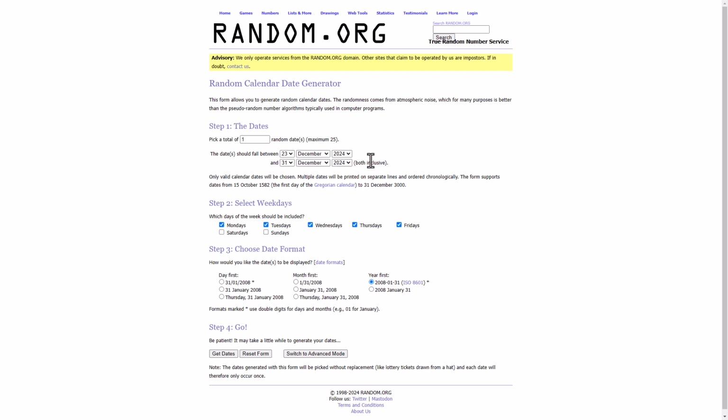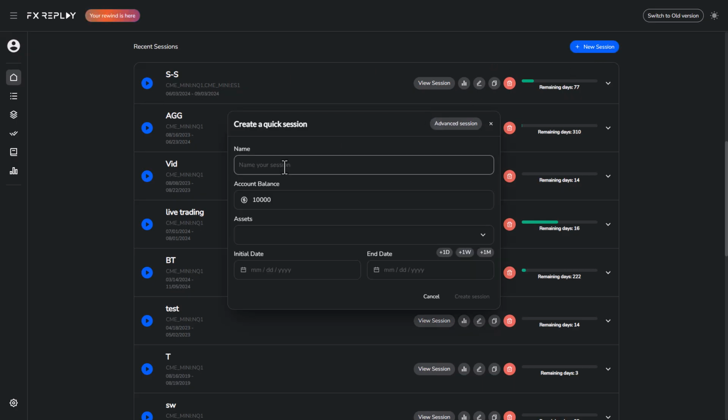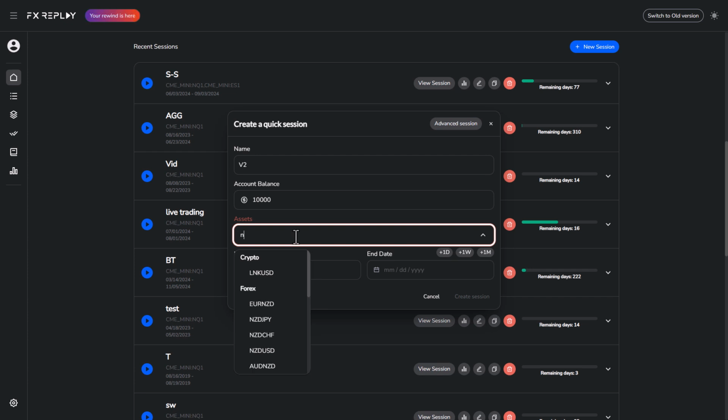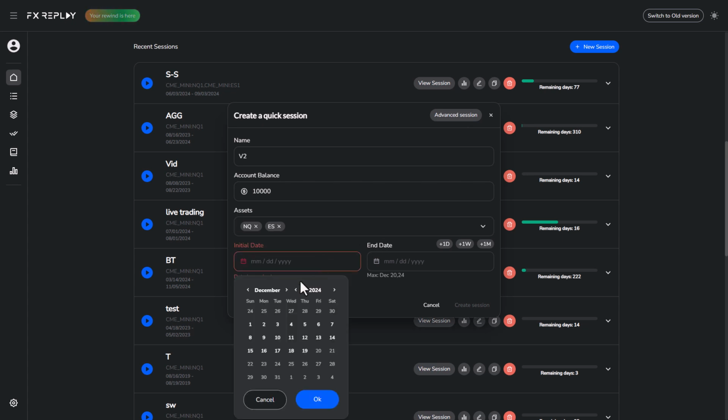All right, so let's choose a random day from here. Let's go to 2021. Everything is set. Okay, so it's gonna be this one right here. Let's create this session from here. Account balance. We're gonna choose NQ as always, and the beautiful thing is we're gonna add ES from here to check for the SMT, and you can add another asset. We only need one.